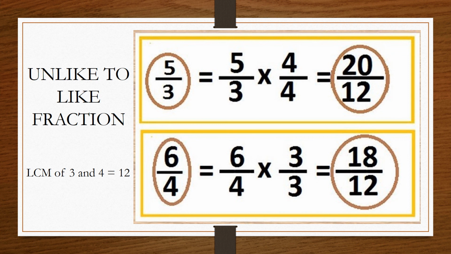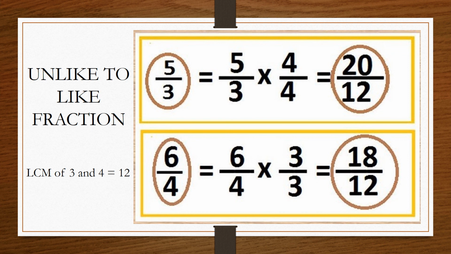Now what will you multiply in the first fraction? Multiply 3 with what to make the denominator 12? 3 into 4. So we have already discussed in the previous videos that whatever operation we are doing in the denominator, the same operation will be followed for numerator and denominator. So if you are multiplying 4 in the denominator, you have to multiply 4 in the numerator also. So 3 into 4 is 12. So 5 into 4 is 20. So the equivalent fraction of 5 by 3 is 20 by 12.